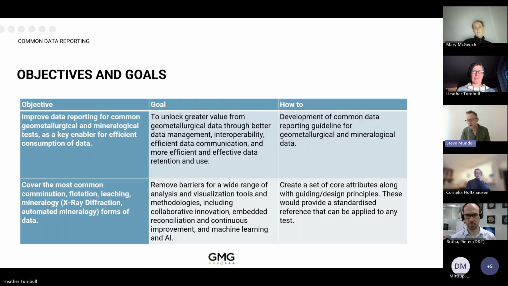A particular aspect of this project is understanding that we can't boil the ocean, so we have to do this in steps. We can't address every single geometallurgical test that's out there at the moment and in the future. So a key aspect of this project is to have a set of design principles and guidelines that allow us to extend this in the future, to create additional templates, formats, or code for different tests. Next slide, Heather.